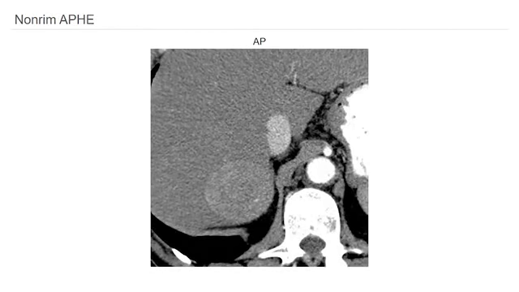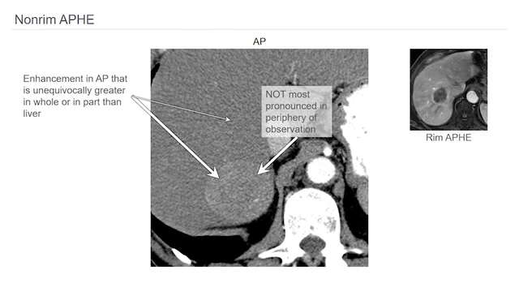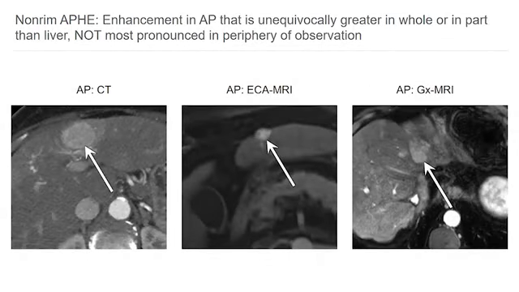What are major imaging features? We'll start with non-rim arterial phase hyperenhancement, which we define as enhancement in the arterial phase unequivocally greater than the background parenchyma and not most pronounced in the periphery of the observation. Compare that to rim arterial phase hyperenhancement, where the hyperenhancement is primarily around the periphery. So these are examples of non-rim arterial phase hyperenhancement on various modalities with various contrast agents.